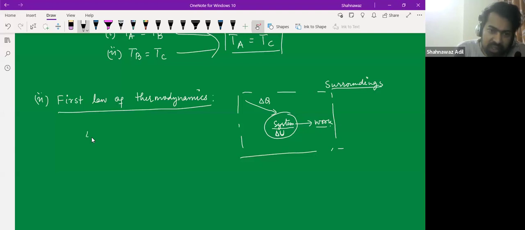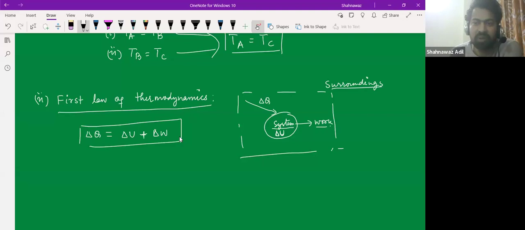When you provide this heat, some of the energy is absorbed in the form of internal energy, and some of the energy goes into doing work. This is what we call the first law of thermodynamics. The heat provided is used for internal energy, and some amount of work is done. This is representing the internal energy of the system.